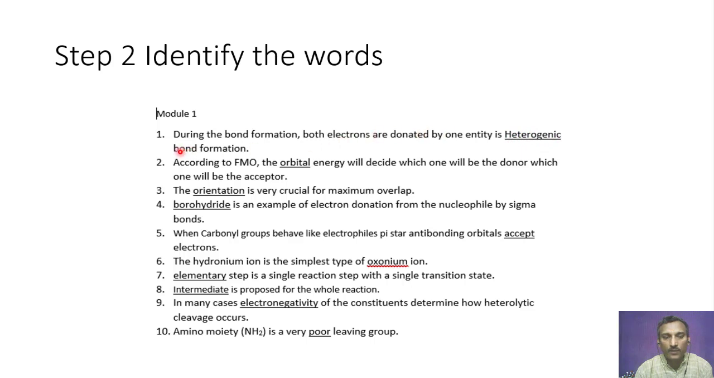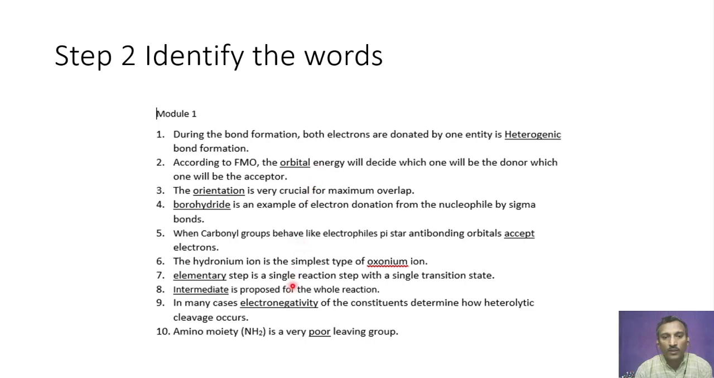Say, for example, in the first one, during the bond formation, both electrons are donated by one entity is heterogenic bond formation. I actually want to know whether the student understood the difference between homogenic and heterogenic bond formation. Bonds are formed with electrons involved, and whether one entity gives both the electrons or both the entities share the electrons, based on that, we say it is homogenic or heterogenic bond formation. So I just want to know whether the student understood the concept or not. This is the word that will go in the crossword puzzle. The rest of the statement will be given as a clue to the student.